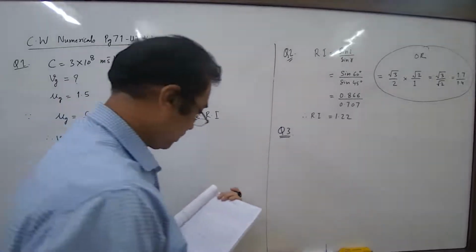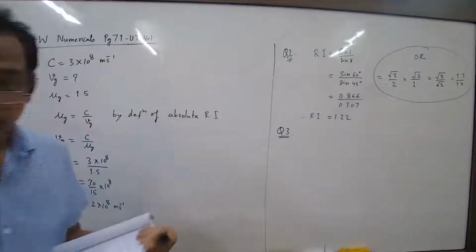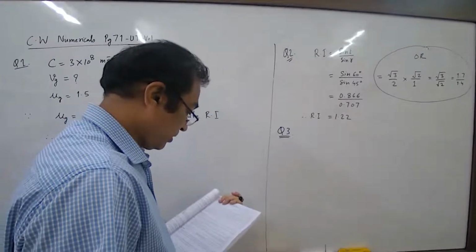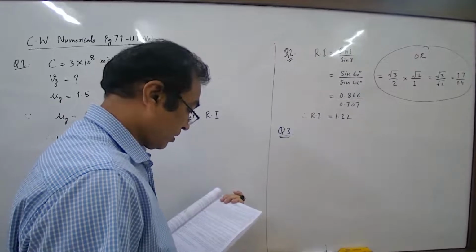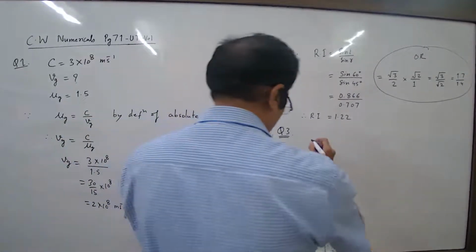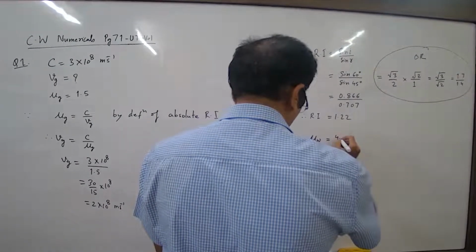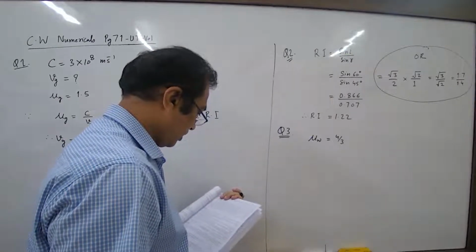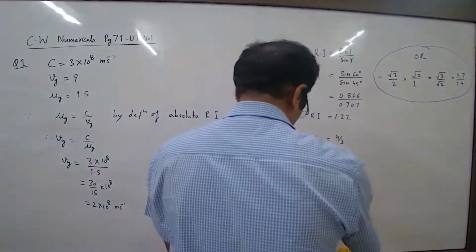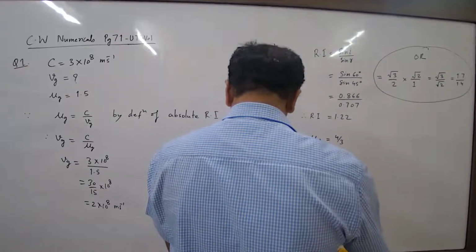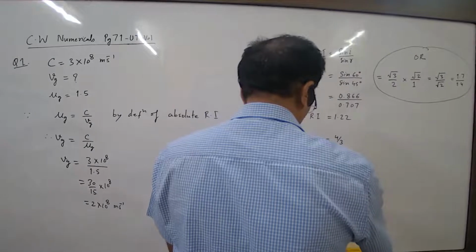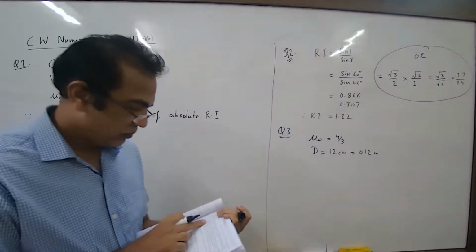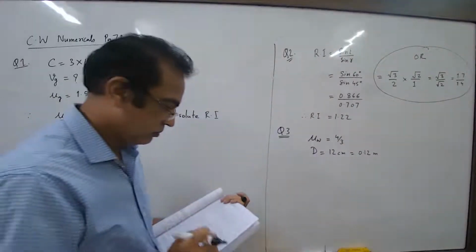So what is given? Is everybody done? Question 3. A coin is placed at the bottom of a beaker containing water. Water's refractive index is given to you, 4 by 3. Where is the coin placed? The real depth of the coin is given as 12 centimeter, equal to 0.12 meter. By what height does the coin appear to be raised when seen from vertically above?